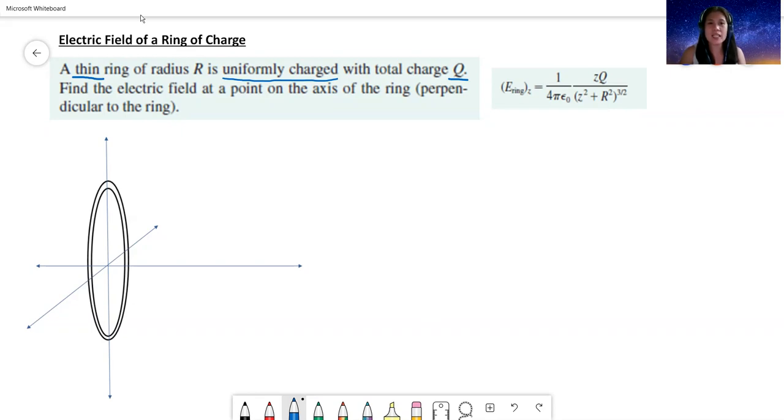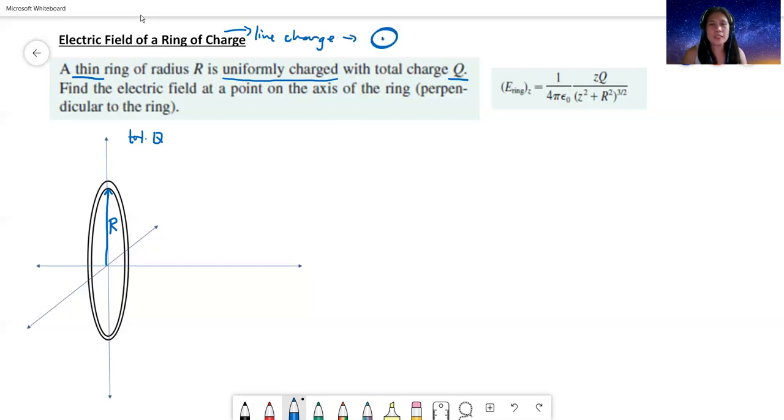So since it's just like a line charge that is bent into a circle, let's identify some variables here. The radius of the ring is R. When you are solving problems that do not involve numerical values, where everything is in variables, you have to be very careful in the labeling of the variables. So the thin ring here has capital R for its radius, and the total charge is Q. And then uniformly charged, we consider this as if it is a line charge that is bent into a circle.